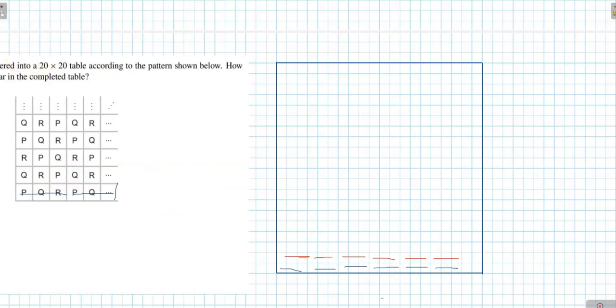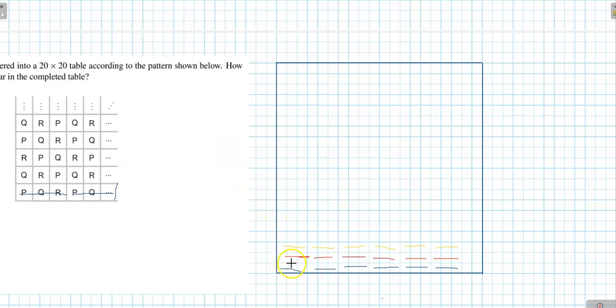Let's continue for the next time. This time RPQ, RPQ, RPQ, RPQ, RPQ, RPQ, and RPQ. So this means this pattern will continue from top to down, from down to top.